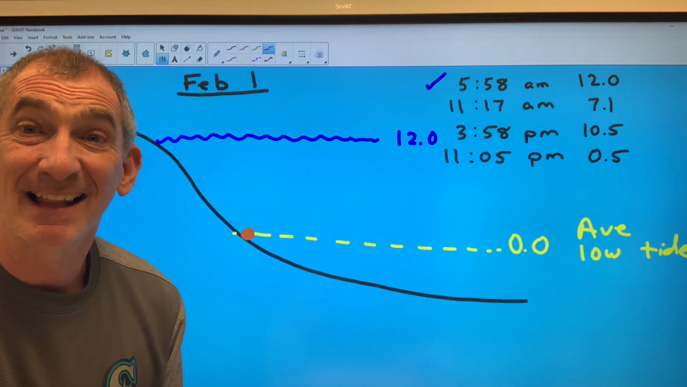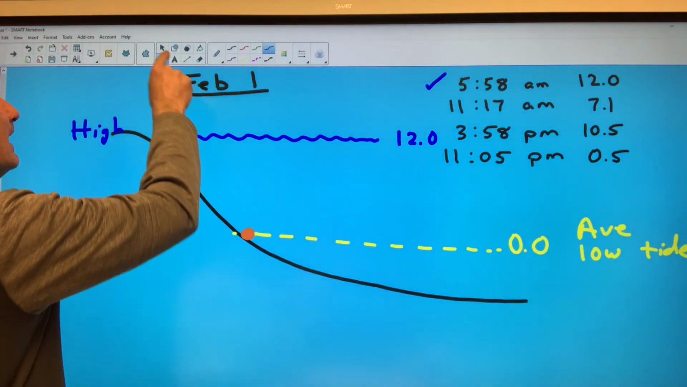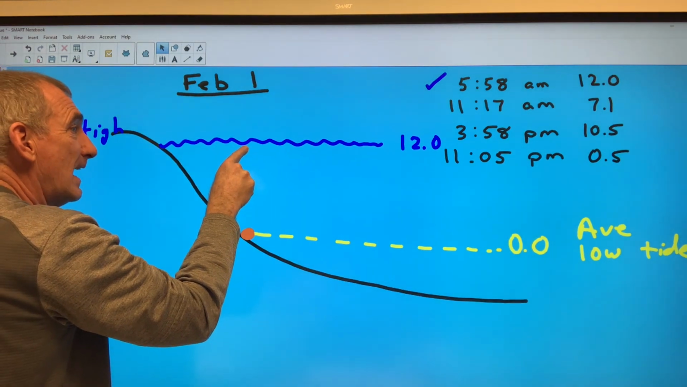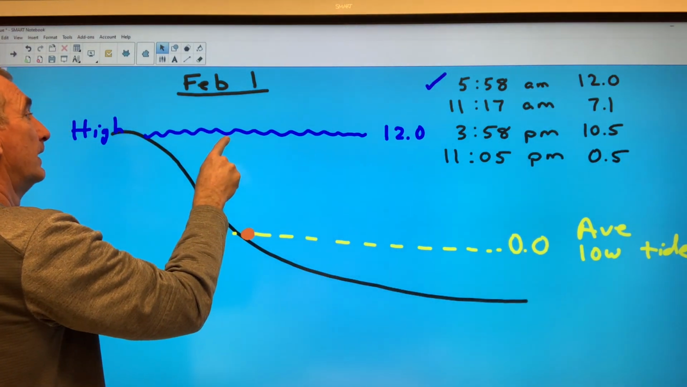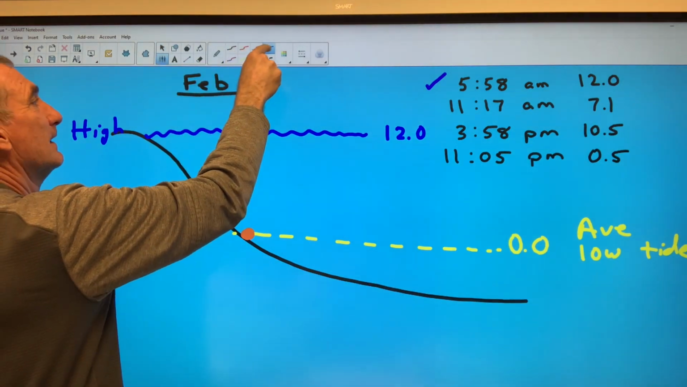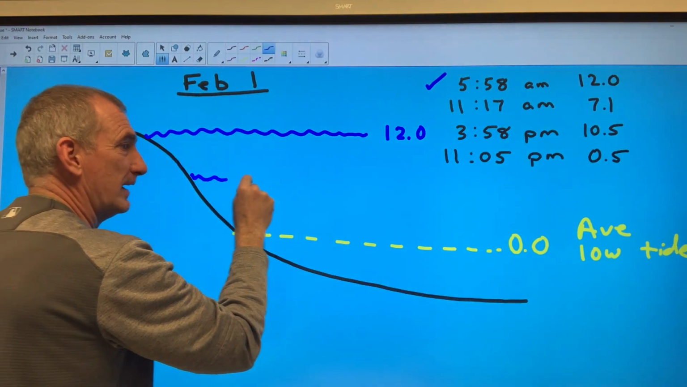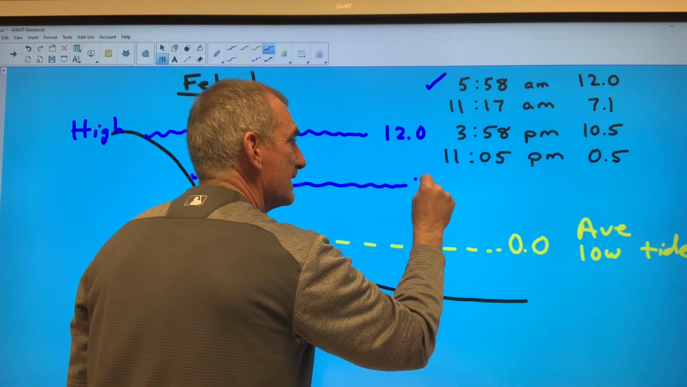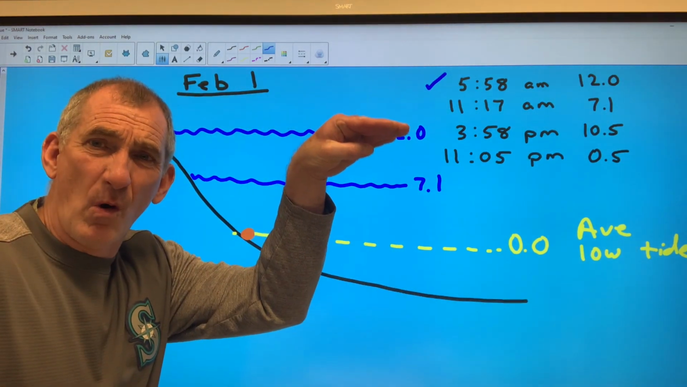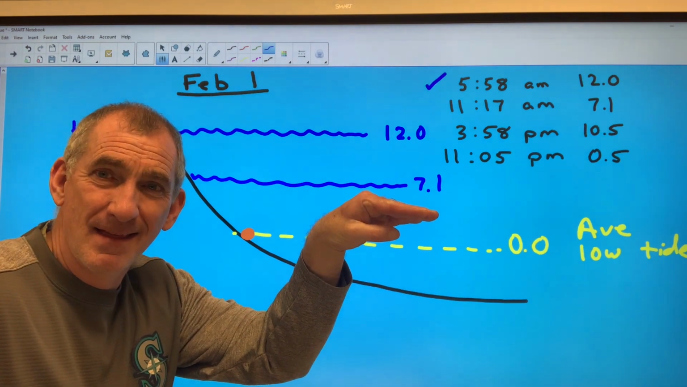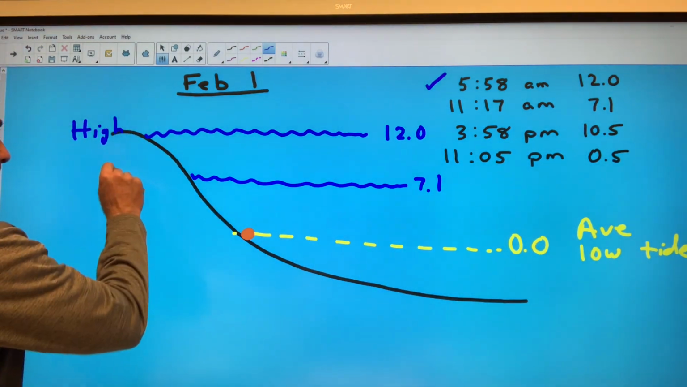And then at 11:17, the tide was lower. Let's leave that here and let's draw a new tide. At 11:17, the tide was right here. It was at a 7.1. Now, since the water level went down, this is going to be a low tide.